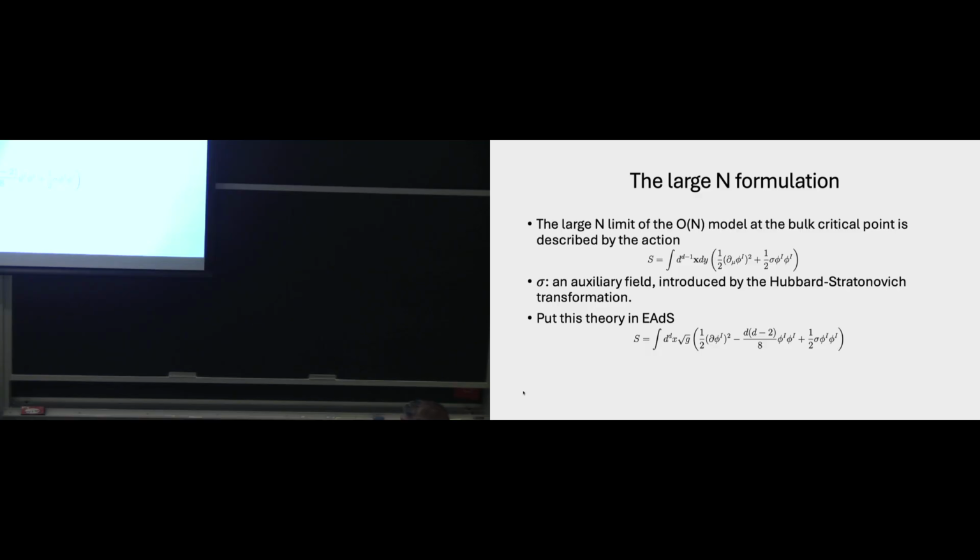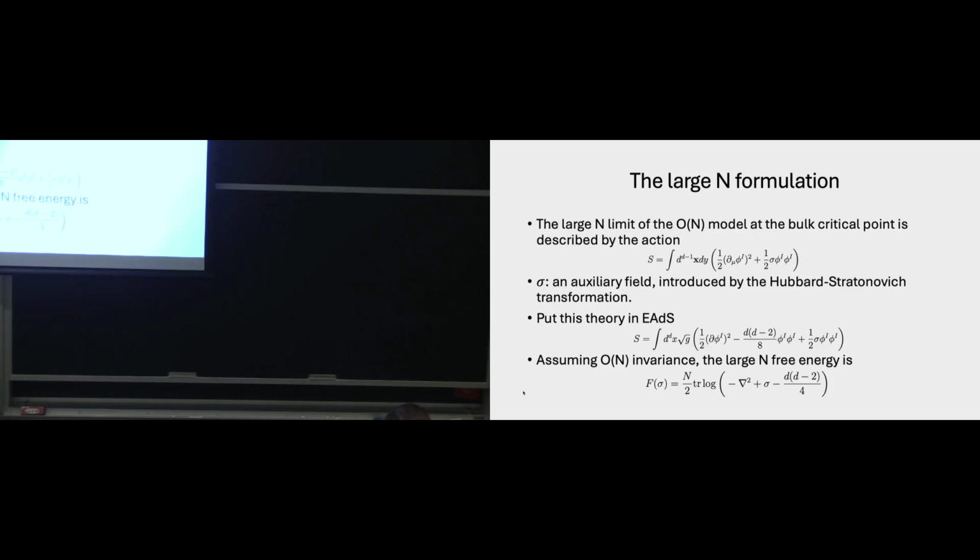And this action is very useful to do large N expansion. And once you put it in AdS, you have this extra curvature term. And if we assume O(N) invariance, we can integrate, which means that the classical value, the saddle point of phi, is just 0. Then we can integrate out phi, because it's just a Gaussian integral for the phi fields. And then we get the free energy as a function of sigma.